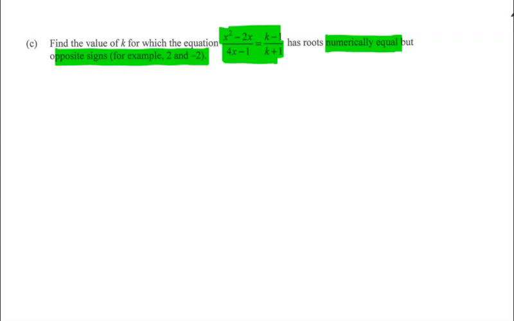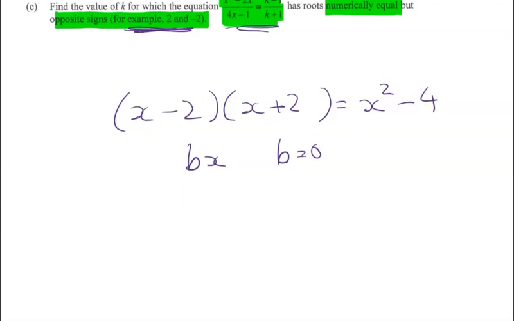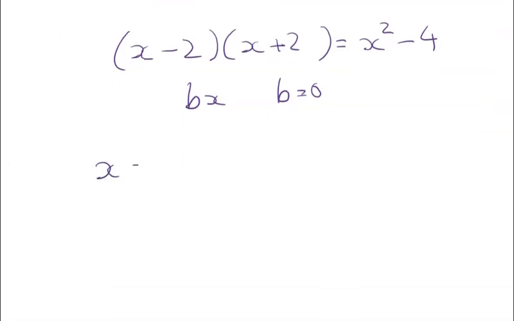So before we start dealing with this mess, let's think about what happens if my roots are numerical and opposite signs. So this one would be x minus 2 times x plus 2. And you've seen that lots of times before because that's the difference of two squares pattern. So to get roots that are numerically equal but opposite signs, we have to have no bx term. The b has to equal 0. The other way that you can see that is if you look at the quadratic formula.